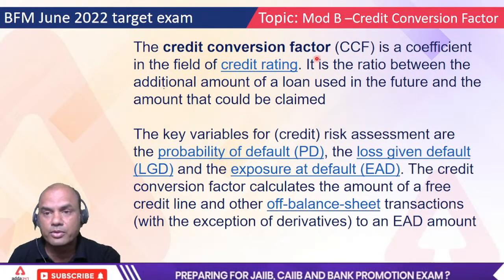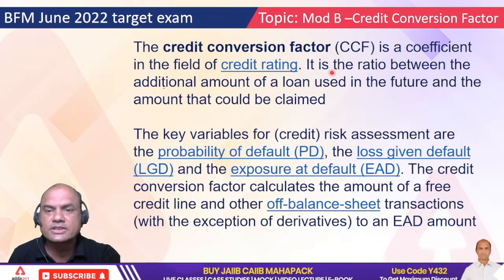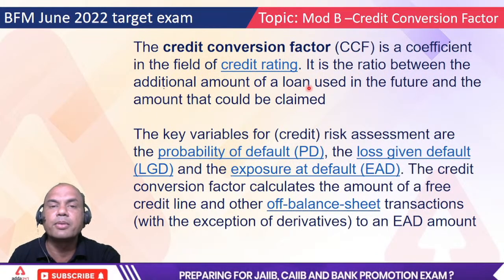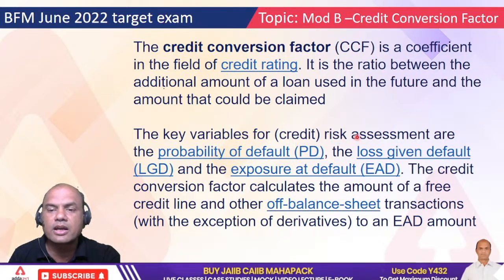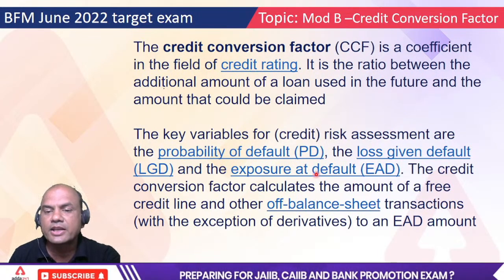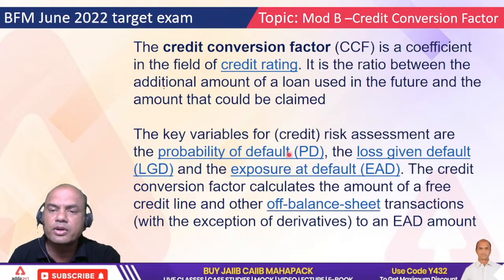That's very important. So CCF is a coefficient, got this point. What is CCF? Loan used in future versus the amount to be claimed. So what percentage do I have to keep aside? The key variables of the credit risk assessment are probability of default, PD we call it, the loss given default, LGD, and exposure at default, EAD. These 3 points are very important for you.